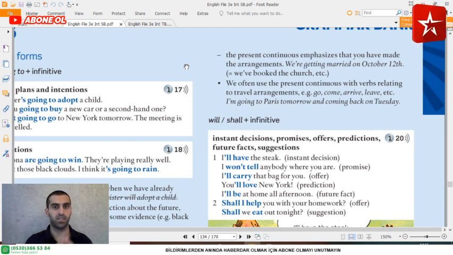Okay, president Recep Tayyip Erdoğan, Mr. Recep Tayyip Erdoğan.